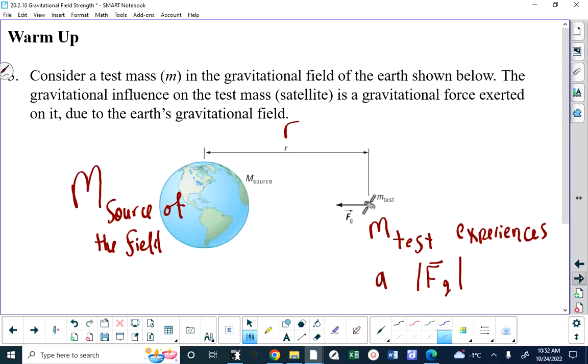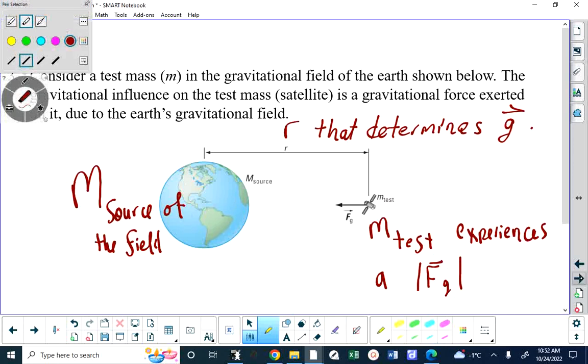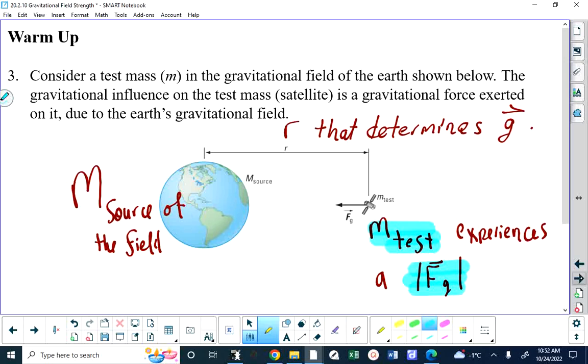This is the mass of the source of the field. And this is R that determines the field. So on the one hand, we have this, which can be used to calculate the gravitational field strength. But that mass that I've highlighted and that gravitational force that I've highlighted are not about the source.